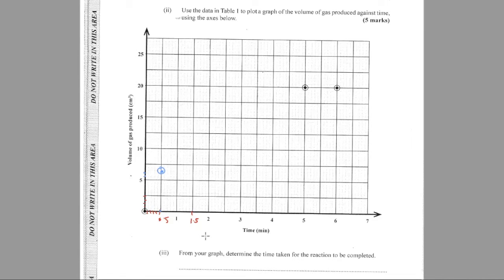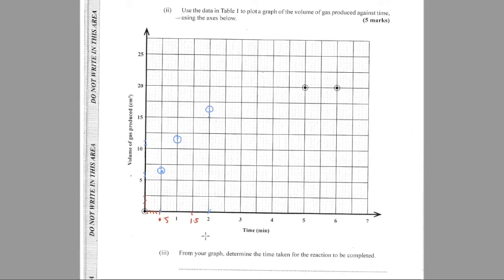So this is 10.5. This would be 11. So at 1 minute, 11 cm cube. So we plot. At 2 minutes, 16 and a half. Minute 2, so we find 2 on the x-axis and we go all the way up. This is 15, 15.5, 16, 16.5. And I'm just marking it here so we can trace it.